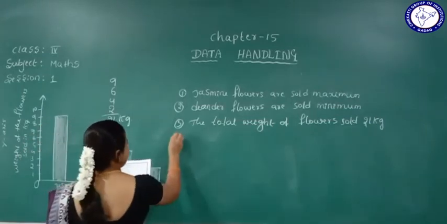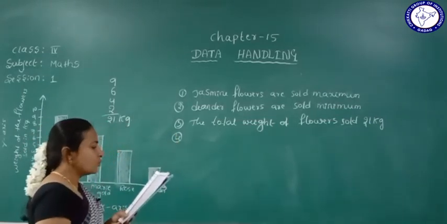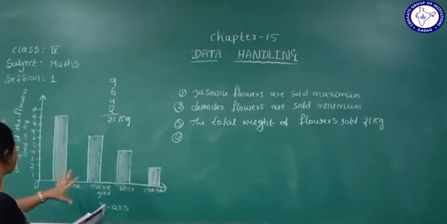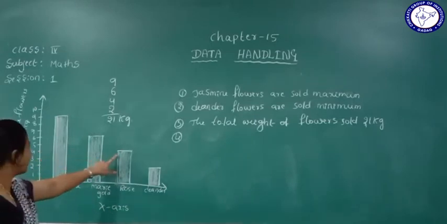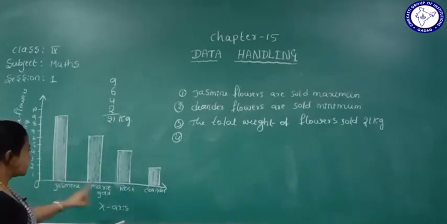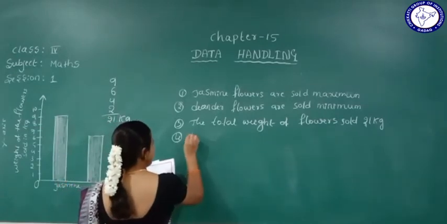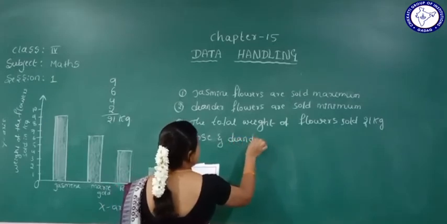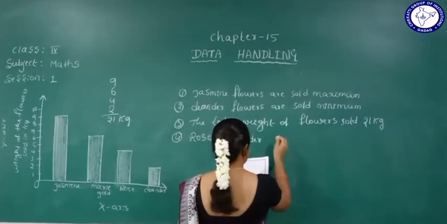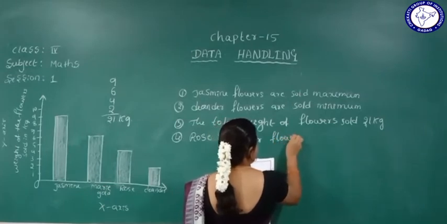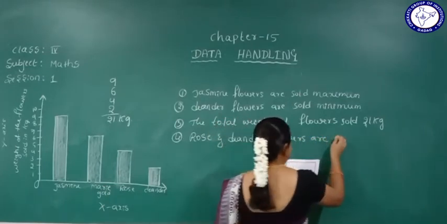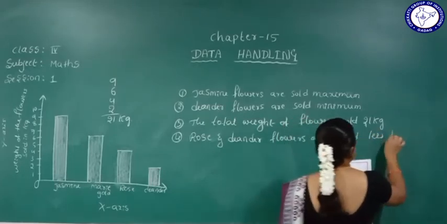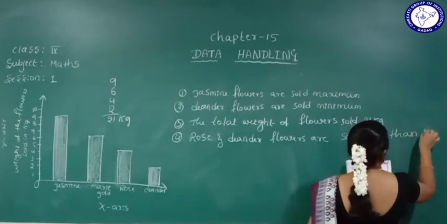Next, the fourth question. Which are sold less than 5 kg? Less than 5 kg means here 4, what is it? Rose and dender flowers are sold less than 5 kg.